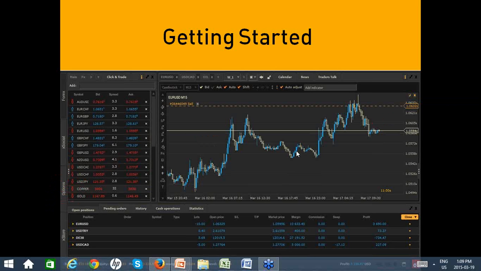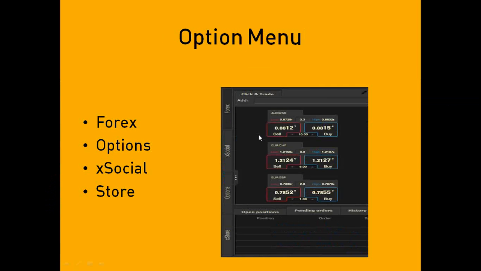So let's keep moving on. The store is the final one. That's essentially where you can just purchase different applications, trading bots, that type of thing. We won't be going over that in today's session. So let's keep going, guys.